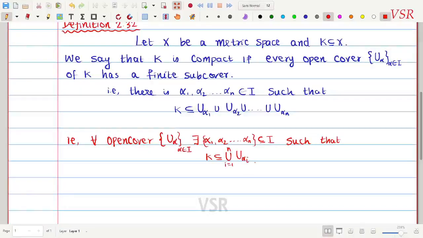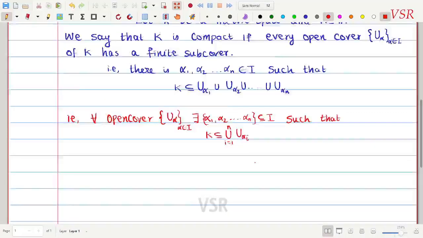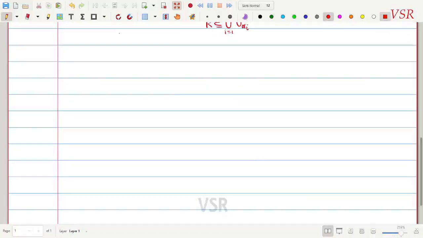So this is the definition. நீங்க எந்த ஓபன் கவர் கொடுத்தாலும் அதுல எனக்கு finite number of members வச்சு என்னால K அடைக்க முடியும். Okay, you may have an infinite number of open sets can cover your K. ஆனா அவ்வளவு வேண்டாங்க, finite members போதும் இந்த K கவர் பண்றதுக்கு அப்படிங்கிறது தான் the definition. Okay, let us see some examples of open sets, compact sets.